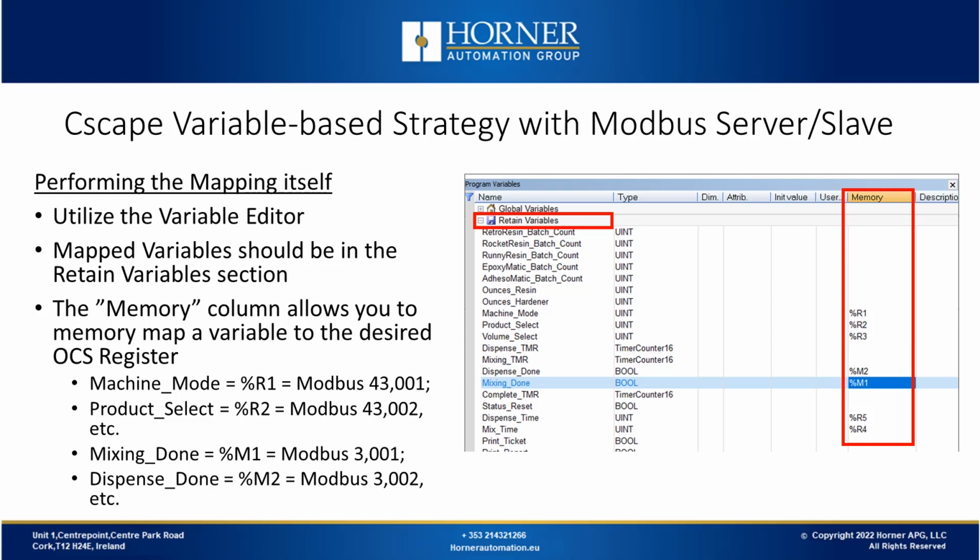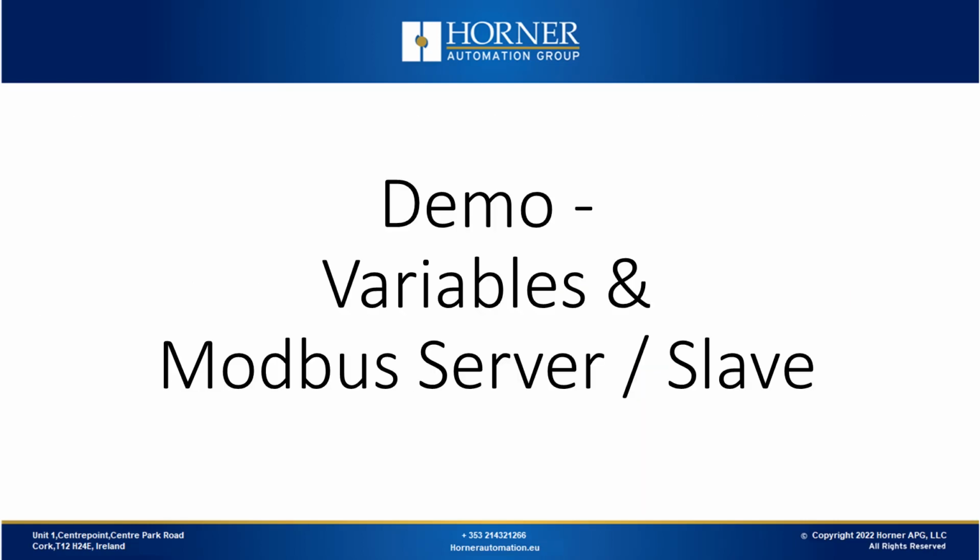R1, as mentioned earlier, is mapped as Modbus address 43001. Anyone who is reading or writing that data externally over Modbus would use the address 43001. The OCS would then use the data that's stored in R1, and that data is tied to the machine mode variable. Let's begin a demo where we'll look at a program for an XL4 that has been designed for applying Modbus as a slave or server.